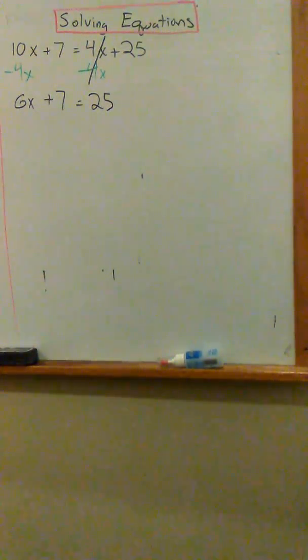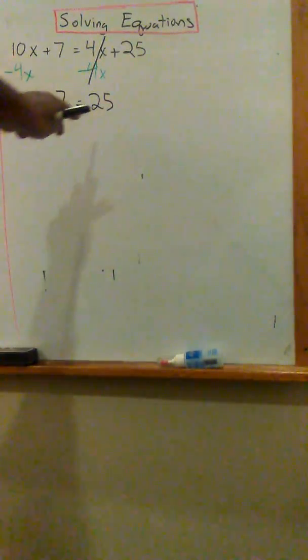Okay, and then we bring everything down. So now we're down to 6x plus 7 equals 25. Notice all the x's are on the left-hand side. So next, put all the numbers on the right-hand side. There's already 25 on the right-hand side.